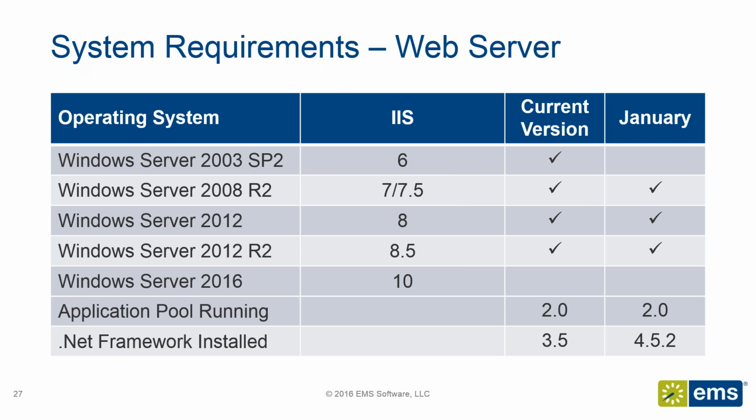Web servers that are required to run the web server components, we no longer support Windows Server 2003 and IIS-6 combination. We support Windows Server 2008, 2012. We will be adding support for Windows Server 2016 as we go forward, but for this release, Windows Server 2016 is not supported. You will notice that the .NET framework that needs to be installed on these web servers has also changed from 3.5 to 4.5.2. The application pool still uses .NET Framework 2.0.